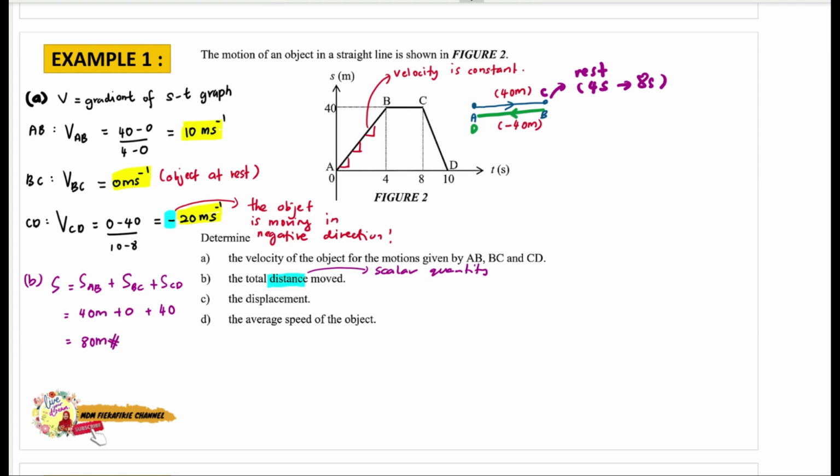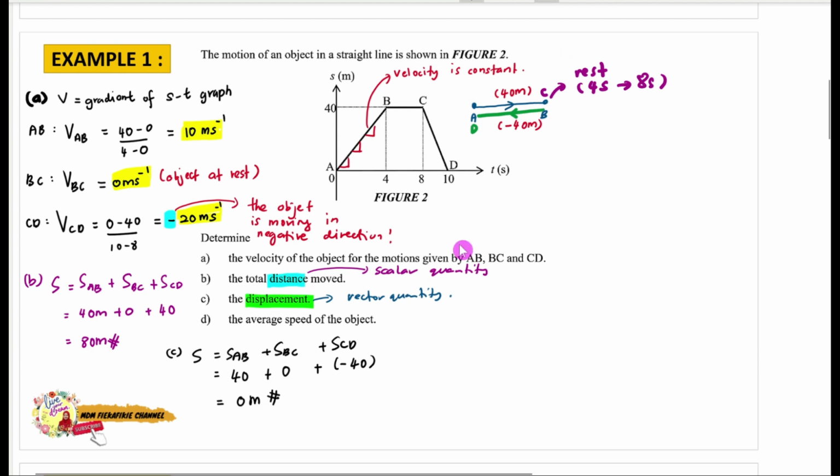And C, the displacement. Okay, so when we calculate the displacement, we must consider the direction since displacement is vector quantity. Okay, so bila objek itu patah balik, so dia adalah negative, right? So S is equal to SAB plus SBC plus SCD. Okay, so this time is displacement. Alright, so it should be 40 plus 0 plus negative 40. Alright, and then the answer should be 0 meter.